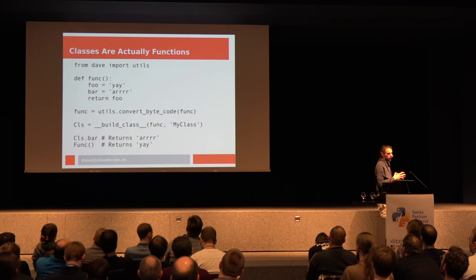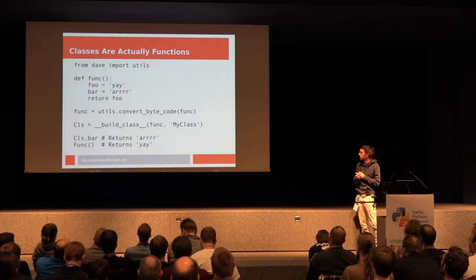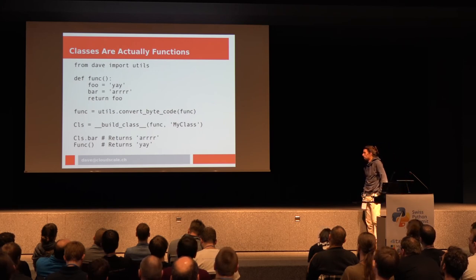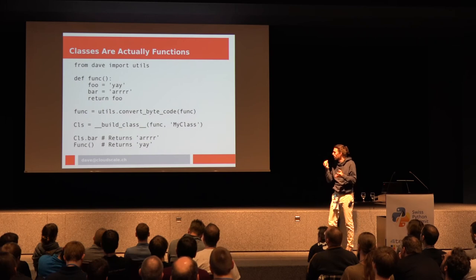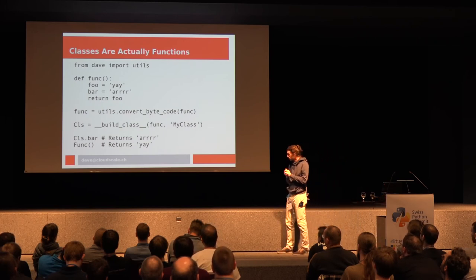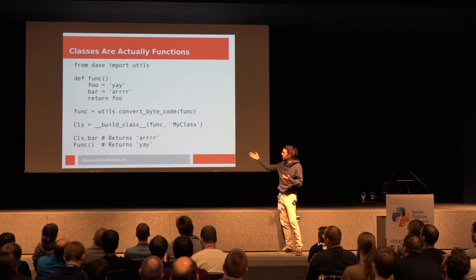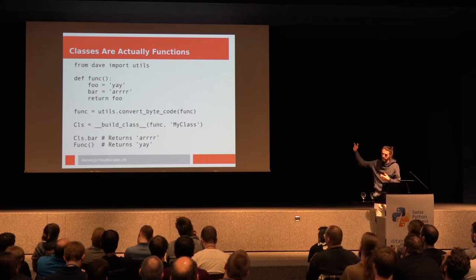because Python has some performance optimizations that we don't really want here for the sake of this example. But if you remove that, we can basically create the class from that function and say class.bar, and we actually get the stuff in that dictionary of that class.